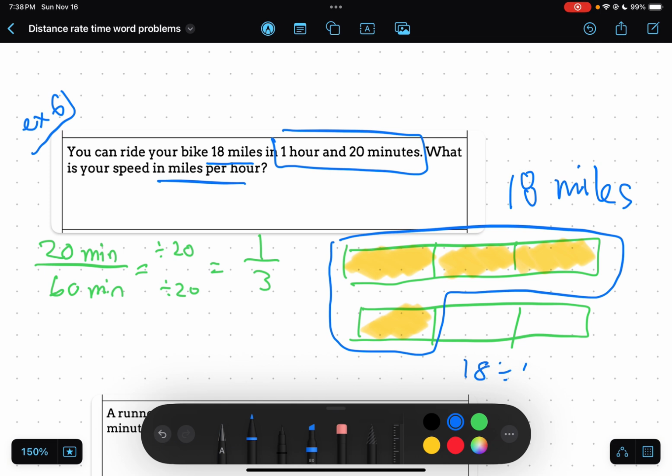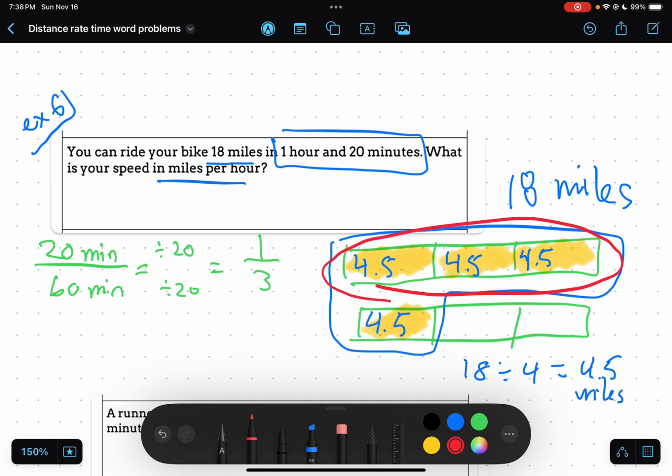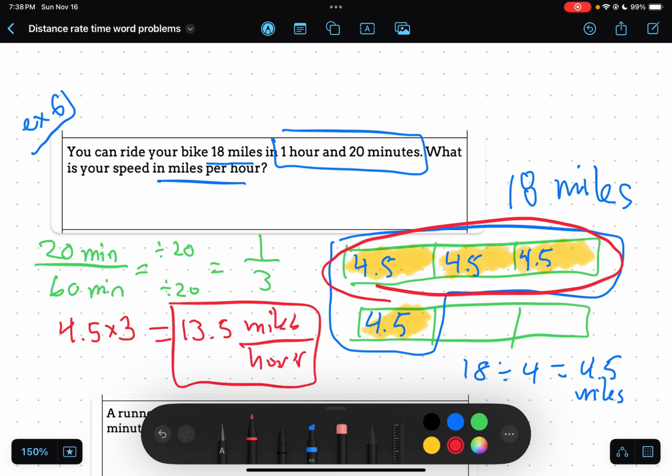So I'm going to do 18 divided by 4. And I'm going to see that in each 20 minutes, in each third of an hour, I can go 4.5 miles. And that makes it easy to see, in 1 hour, I can go 13.5 miles. So my speed is 13.5 miles in 1 hour. We're going to practice with a bunch of different strategies and find shortcuts. But I really like tape diagrams as a way to think about it. So try that strategy for today.